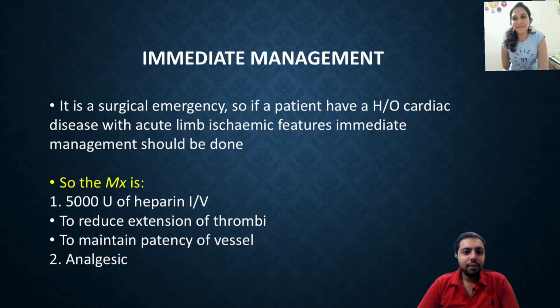Probe Doppler you have. Okay, what is the immediate management in this case? It is an emergency, and if there is a patient with a history of cardiac disease with acute limb ischemia and all those features I have said, immediate management has to be done. And what is the choice? First of all, we give heparin IV, that is 5,000 units of heparin IV. So what is heparin? It is an anticoagulant to prevent further extension of thrombi or to maintain the patency of the vessel. We give heparin, 5,000 units, and then we give analgesic for pain.